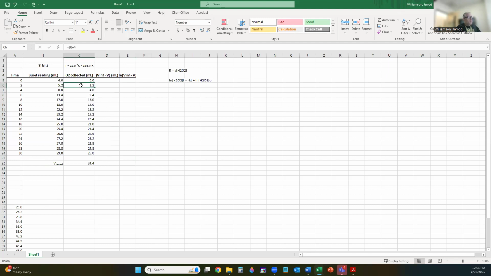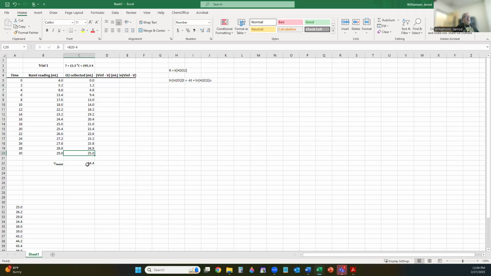Take a look, this one here is B6 minus 4 milliliters, 1.2. This one is B20, which is this term, minus 4 milliliters. Now over here, this is V, the volume of O2 collected. But I have to get V infinity minus V.